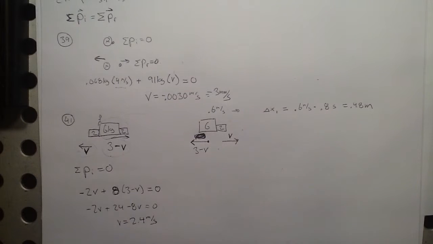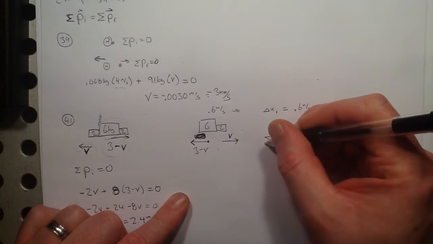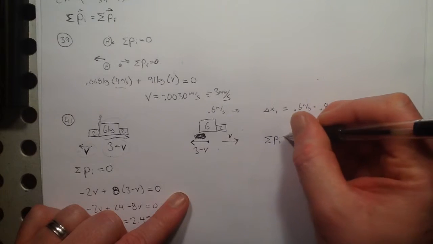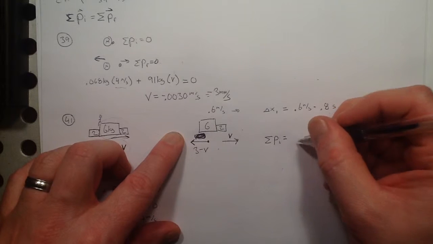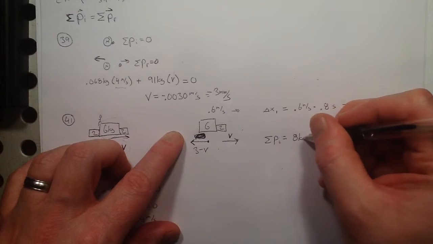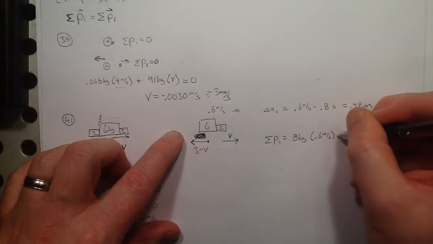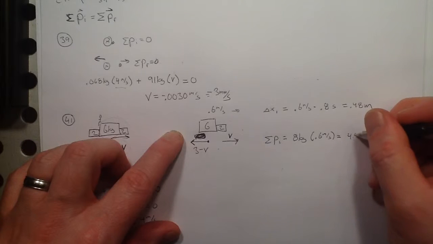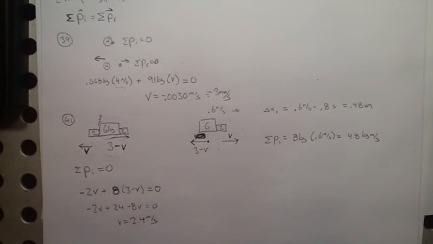So, same idea there. Now, the initial momentum of the system here is not 0. It's moving, right? The initial momentum is the mass of the system times 0.6 meters per second. That's 4.8 kilogram meters per second, or Newton seconds, if you like.